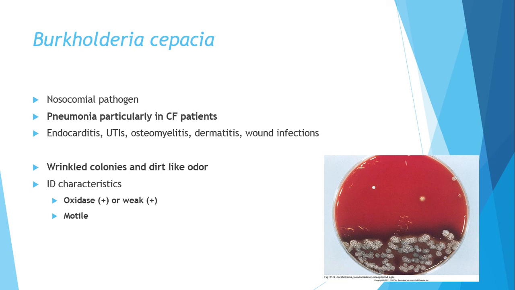And finally, the last one we're going to talk about is Burkholderia cepacia. It's a nosocomial infection, and this is the other organism that can cause pneumonia in cystic fibrosis patients. This is a very serious infection, and many cystic fibrosis patients don't recover if they get this guy in their lungs. It can cause other kinds of infections. And the colony morphology is wrinkled. Notice how wrinkled it is. And it has a dirt-like odor. It's oxidase positive. It can also be very weak oxidase positive, so some people might accidentally call it oxidase negative. And it's motile.